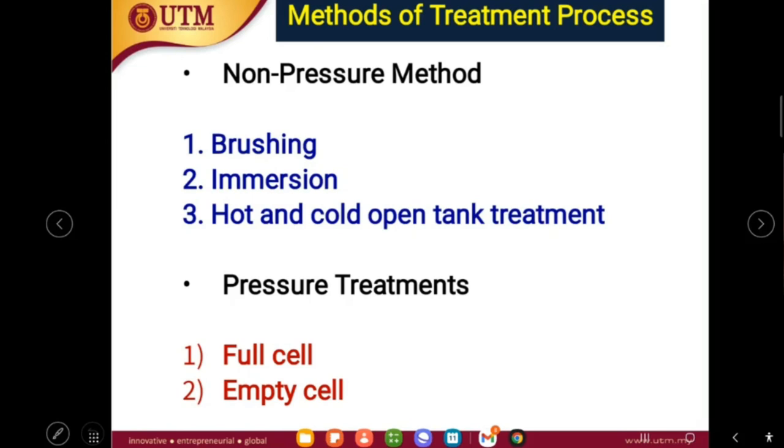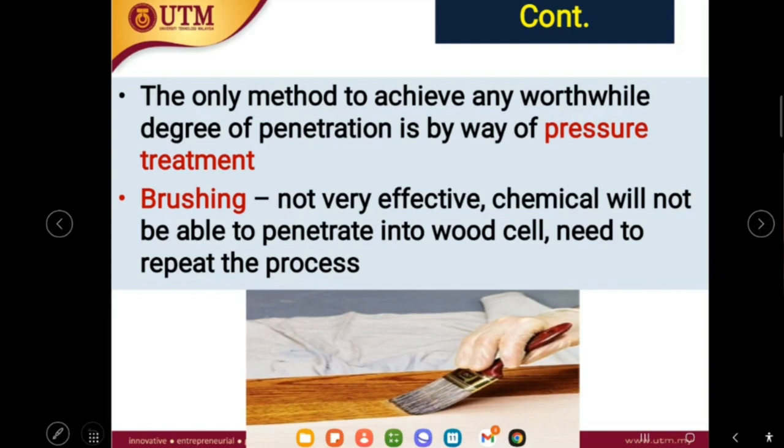So in the pressure treatment, we have the full cell and also empty cell. All right, so the only method to achieve any worldwide degree of penetration is by way of pressure treatments. Sometimes brushing is not that effective, the chemical will not be able to penetrate into the wood cell, and it needs a repeated process and high maintenance.